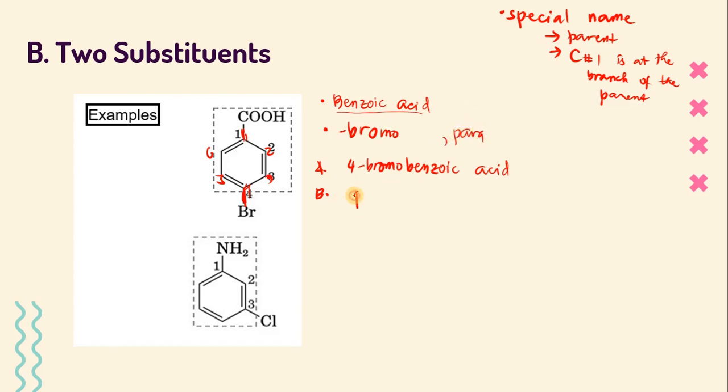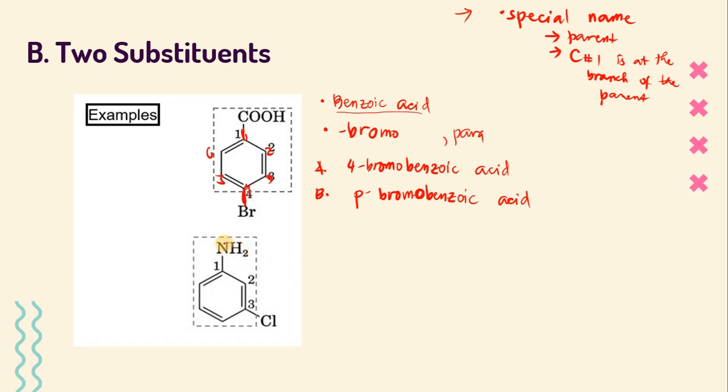So you can have P-bromobenzoic acid. Okay. We can have 2 names for this one. Here, second example. So again, look if there is a special name. Step 1, look if there is a special name.